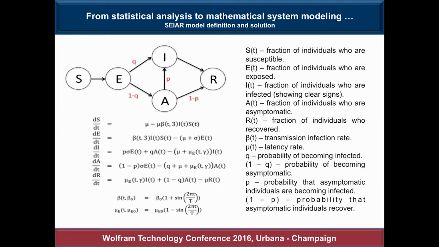We then modify the model a little bit, and we explicitly introduce the exposed individual. The exposed individual might have a probability Q of becoming infected, and a probability 1 minus Q of becoming asymptomatic, carrying the disease but not showing signs. With time, they might show signs and, with a probability P, become an infected individual, and then you go to the phase of recovery.